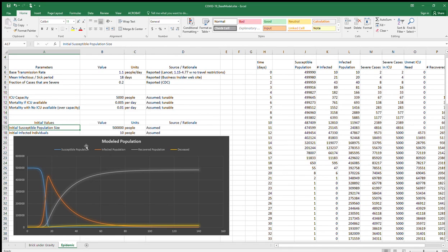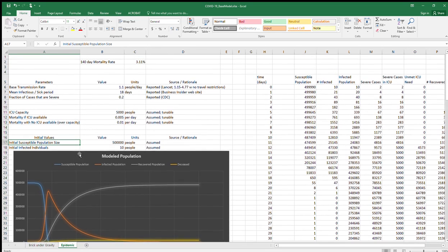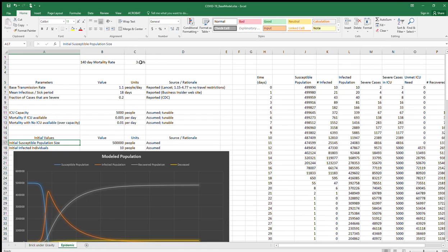But because we now have a graphical visualization of the results, and we also have a numeric value for what the critical outcomes are, we can start seeing how changing different parameters affects those values.